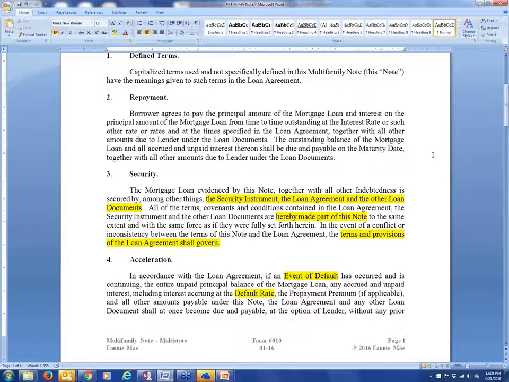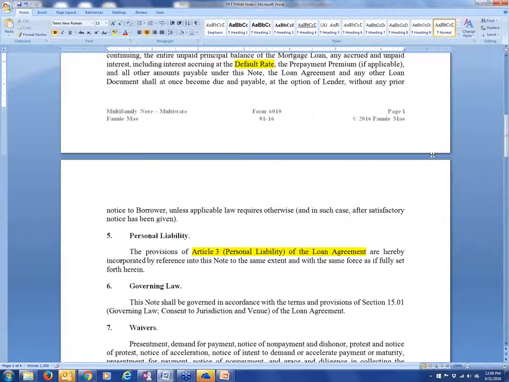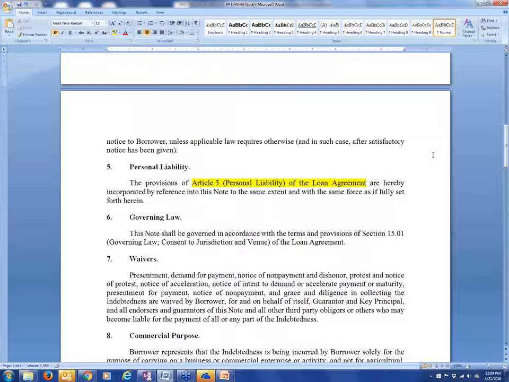You better know that, because if you trigger an event of default, what they're saying here is we can accelerate the note. Oh man, they can come and foreclose? Yes, they can. Well, what's an event of default? Well, let's read about it. So make sure you understand when you see these defined terms, make sure you go back and you check it out.